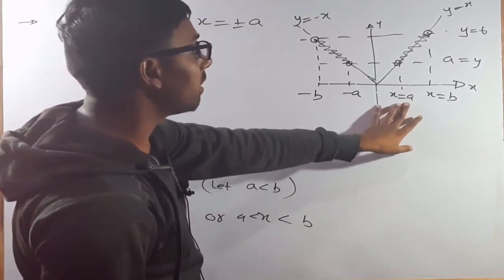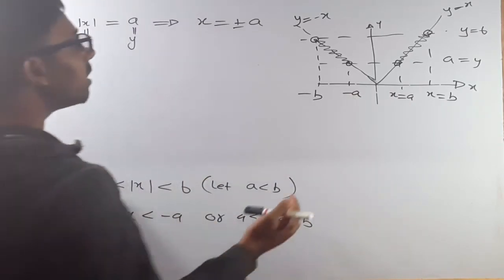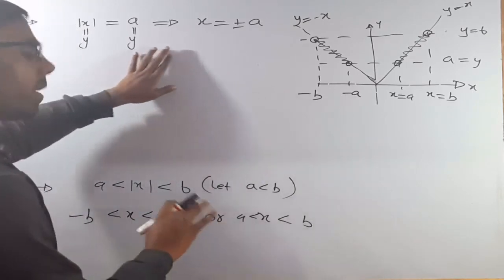Okay, and greater than a. This is the expansion of this inequality. So with the help of the graph we can easily find the values of expansion of any inequality.